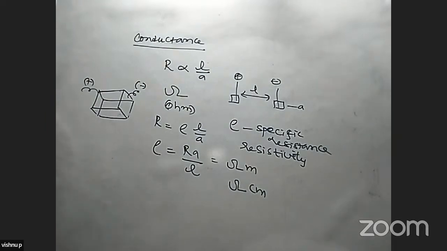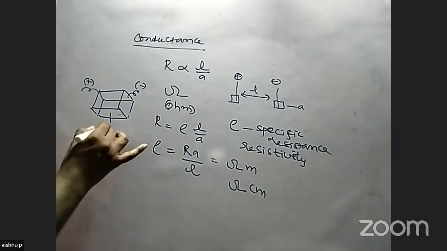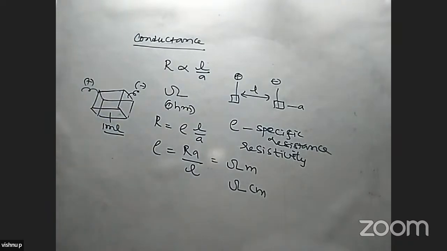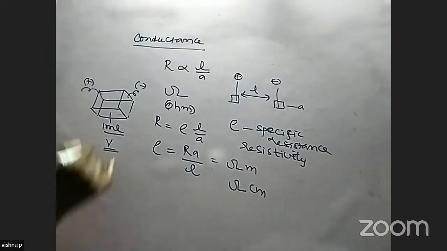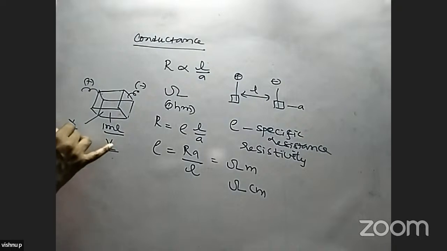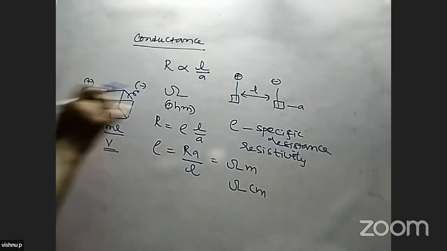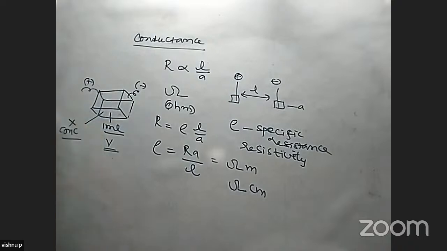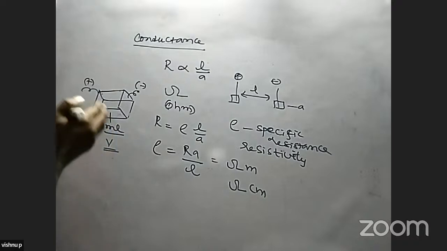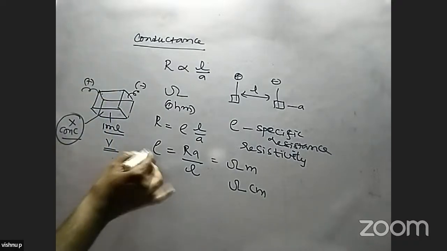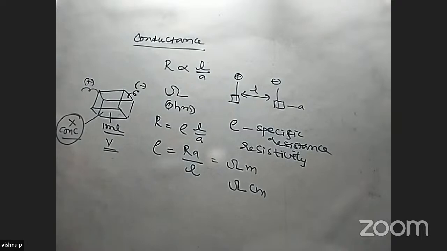What is the amount of electrolyte present? That is 1 ml, we take as an example. It means the volume is fixed, the distance between electrodes is fixed, and the area of cross section is also fixed. But we don't know the concentration here. How much concentration is present is not fixed. Once again, the distance is fixed, the area of cross section of the electrodes is fixed, and the volume is fixed, but we don't know the concentration. So in this electrolyte, the resistance is called the specific resistance.